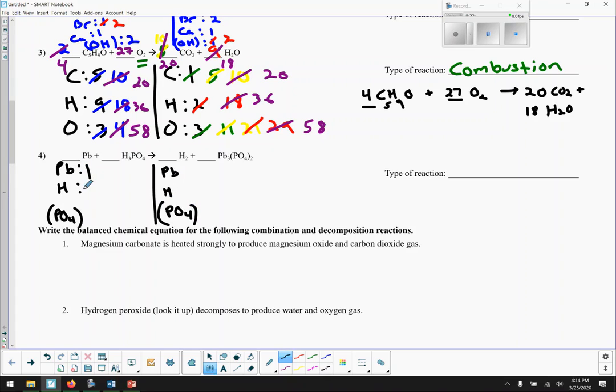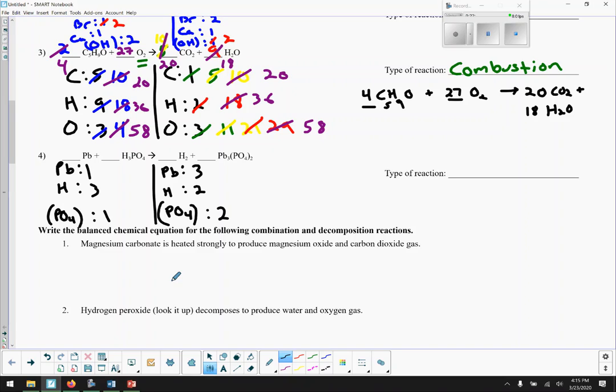And I'll count them up initially. 1, 3, 1, 3, 2, 2. So I'm actually going to start with hydrogens because lead's by itself, and in this case that makes it easier.